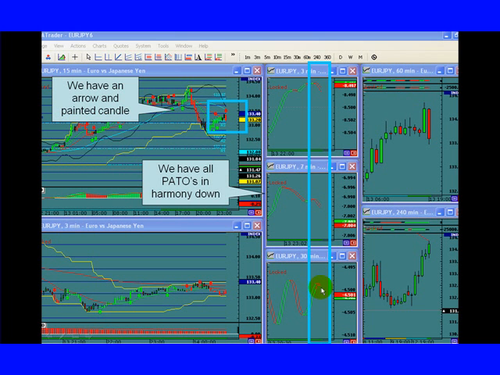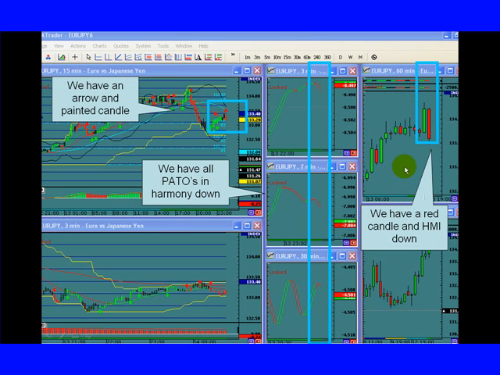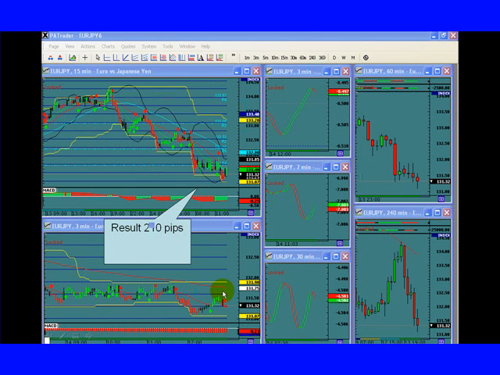All right, but we still got to see if the big boys are here. So we have a red candle over here telling us we can see the direction of the move, and these are called HMIs. They are momentum indicators telling us at the 60-minute level there is speed, there is momentum entering the market. So now we have all this confirmation from all these multiple time compressions. We simply make our entry when we get an arrow and a painted candle on a 3-minute chart. And here's the result of that trade right there. It went 210 pips from the start of that trade down here to the bottom.